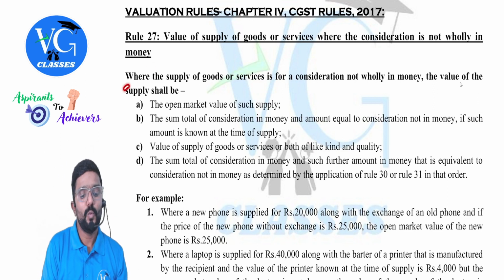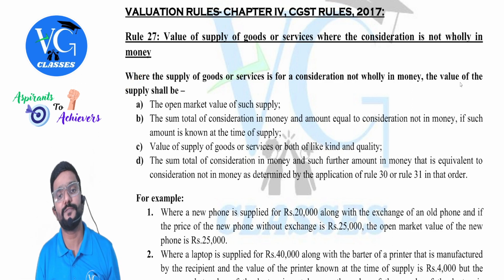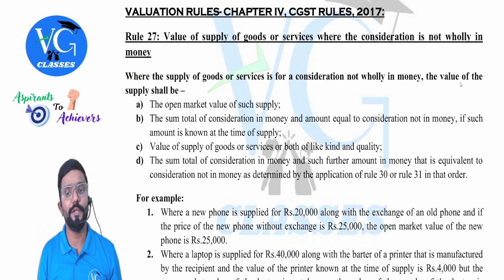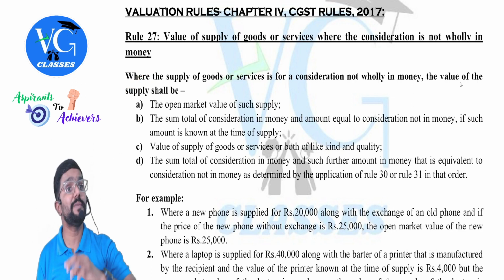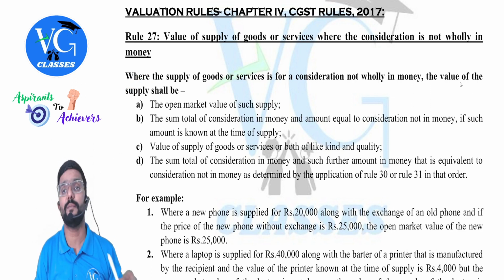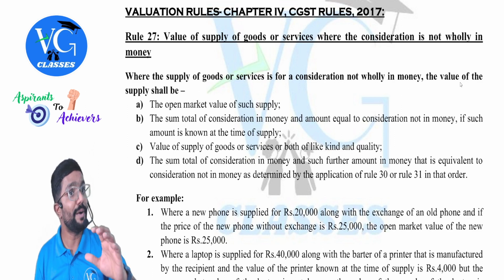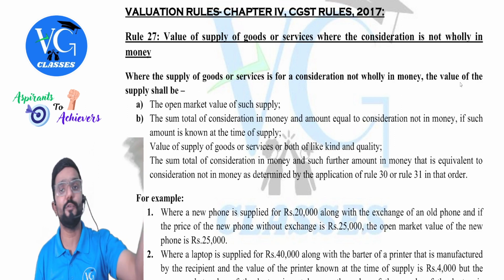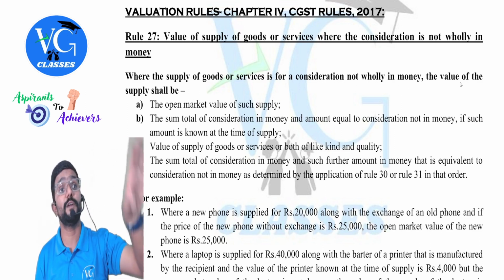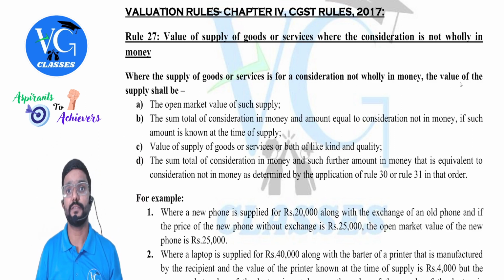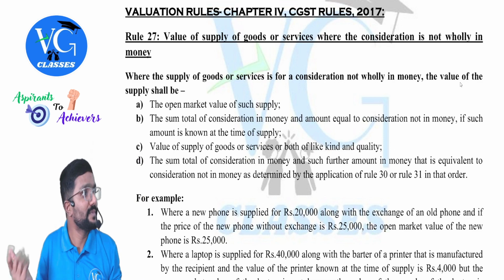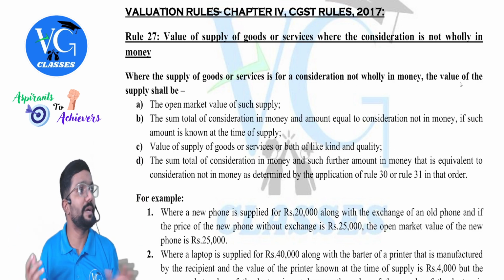Okay, sir. Where the supply of goods or services is for a consideration not only in money, the value of supply shall be... Sir, what if it is completely not in money also? Then also this is applicable. For example, barter system. Sir, I gave my laptop, she gave her mobile phone for me. Assume iPhone. So is it a barter system? Yes. Consideration is not at all in money.